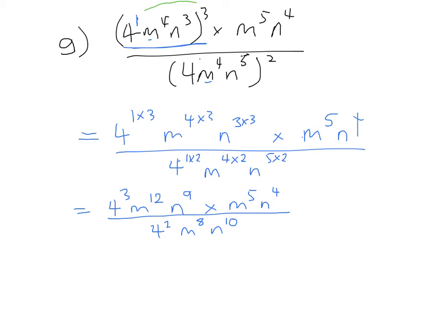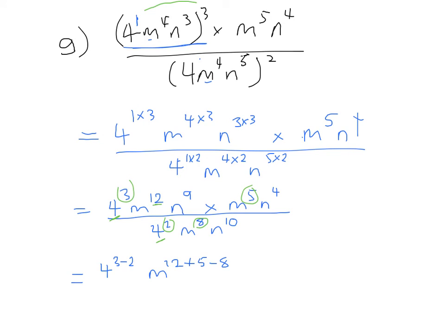Now we apply our index rules to everything here. Conveniently we have a 4 on the top and bottom, so it's divided by the bottom, so we're going to have 4 to the power of 3 take away 2. That's the 3 and that's the 2 that we're taking away. And then this will be m to the power of, firstly we've got a 12, and then again on the top line this is multiply m to the power of 5, so we're going to have a plus 5 for that one. And then we're going to take away the 8 down the bottom here.